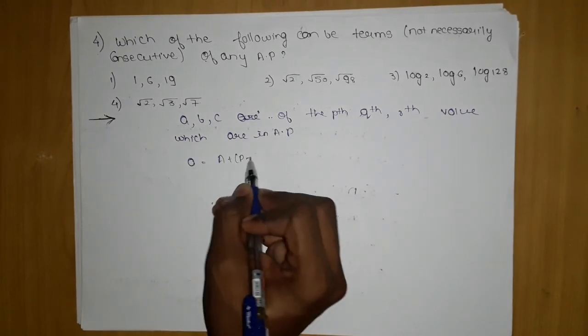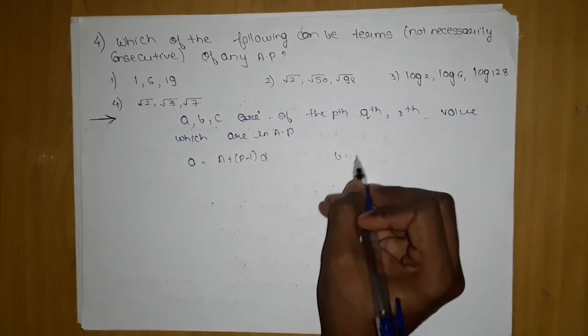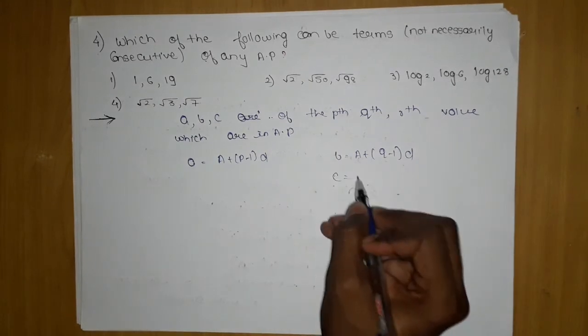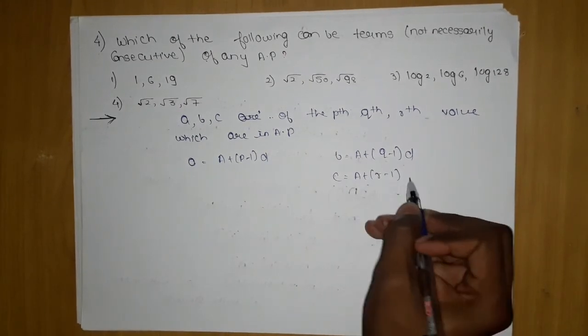Capital A plus P minus 1 into D. B will be what? Capital A plus Q minus 1 into D. And C will be what? Capital A plus R minus 1 into D.